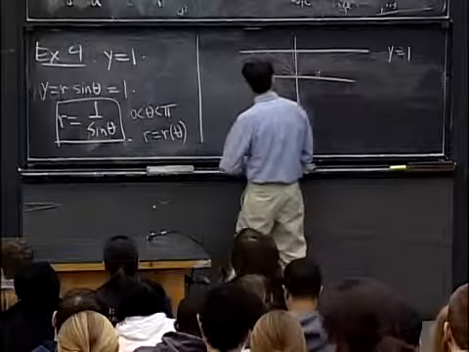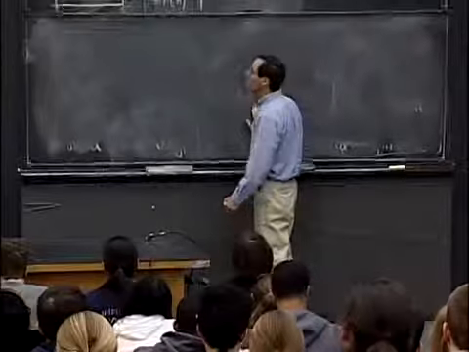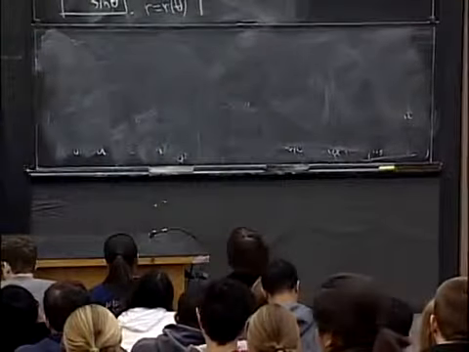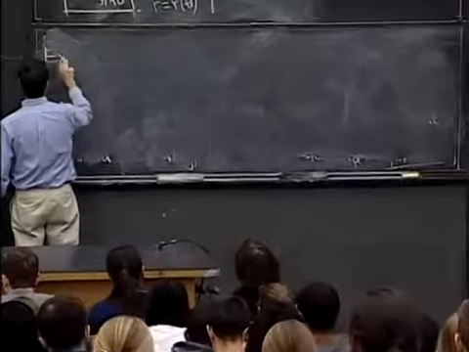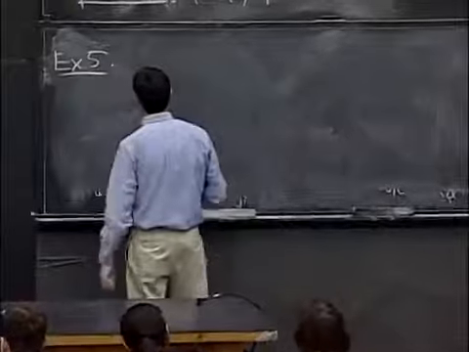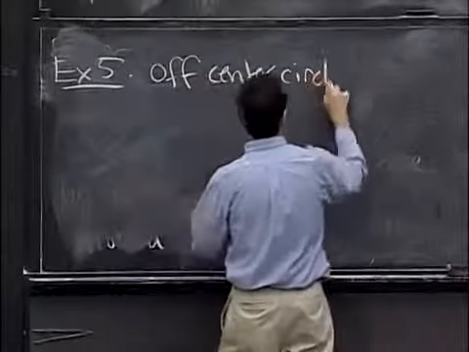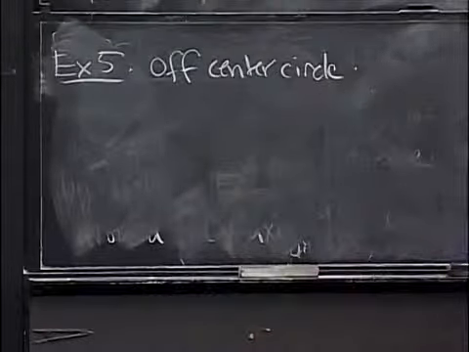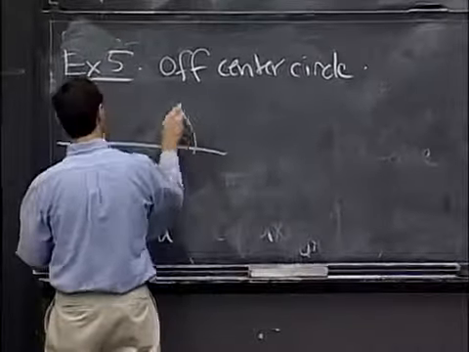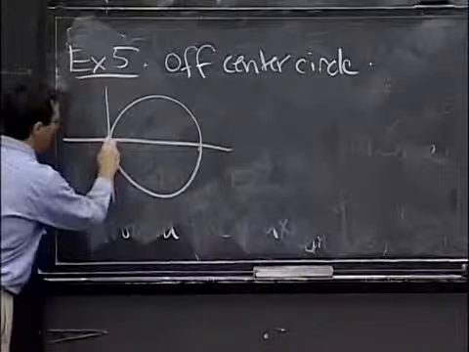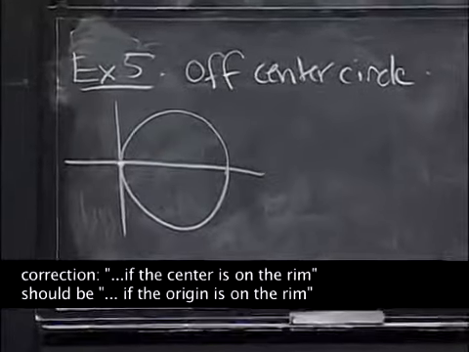All right. So now let me give you a slightly more complicated example of the same type where we use a shortcut. This is a standard example, and it comes up a lot. And so this is an off-center circle. A circle is really easy to describe, but not necessarily if the center is on the rim of the circle. All right, so that's a different problem.